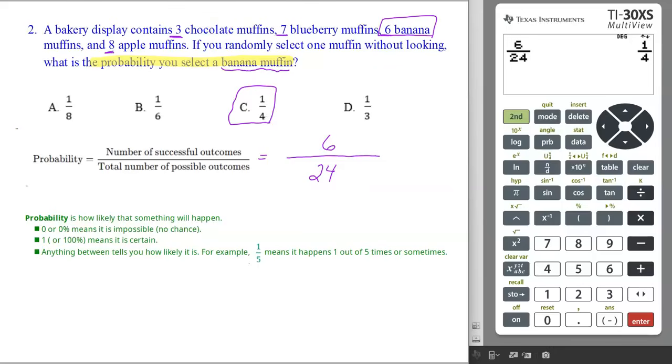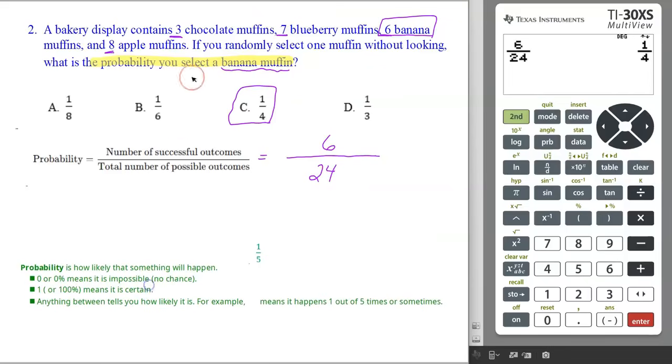Now let's say on this problem you don't have a calculator. I'll show you how to simplify or reduce this fraction. Let me move this down. 6 out of 24. Actually, let me move this down as well. This fraction kind of is just hanging out there. Let me move that down. So we have 6 out of 24.